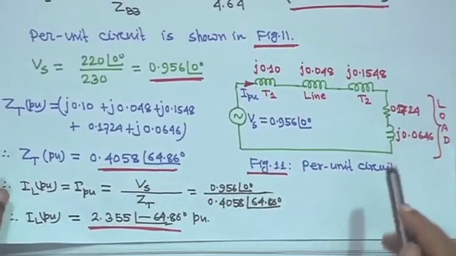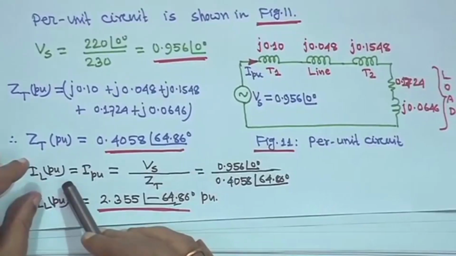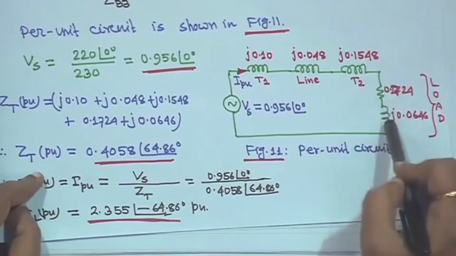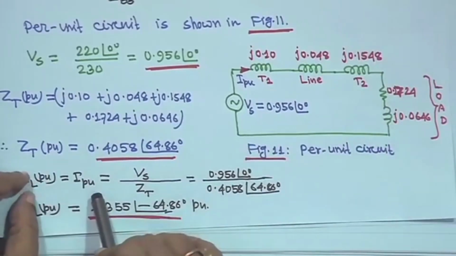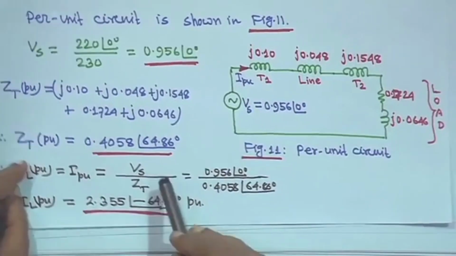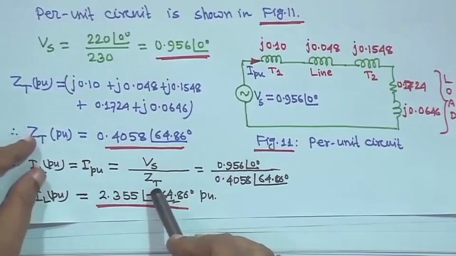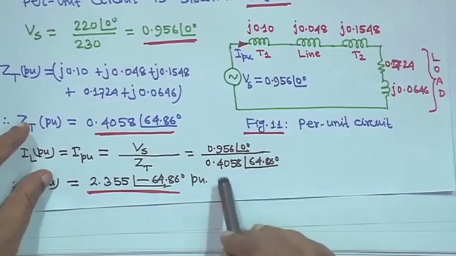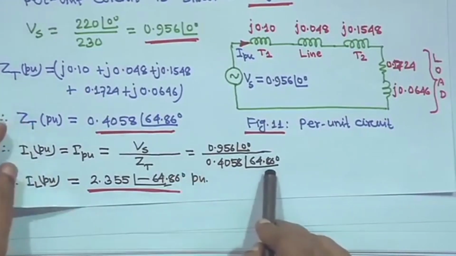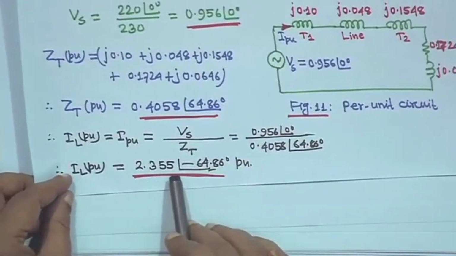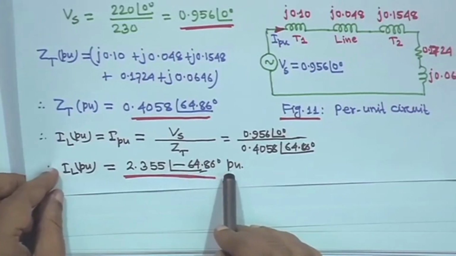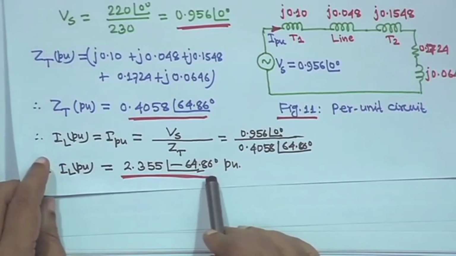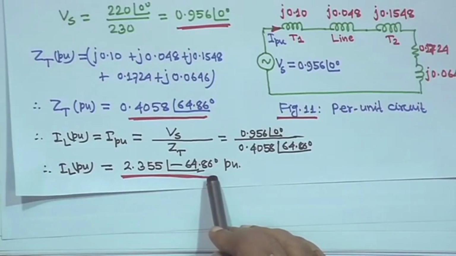And so, therefore, I_L per unit is equal to I per unit, because the same current is going to the load. This is the load. So, I_L per unit, for a series circuit, is equal to Vs upon Z_T, right. So, it is 0.956 angle 0 degree divided by the total Z_T, and you will get 2.355 angle minus 64.86 degree per unit. This is the per unit value of the current, right.